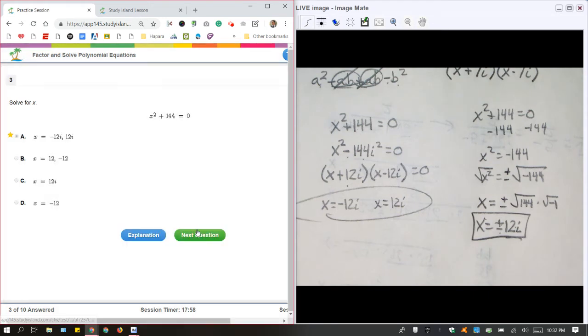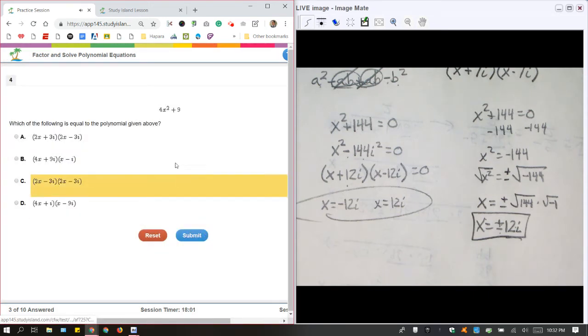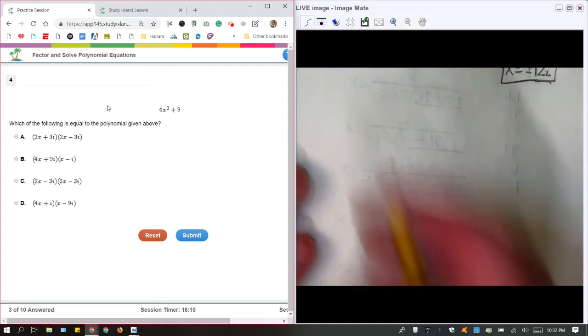All right, let's go another one. 4x squared plus 9. This is, again, the difference of two squares problem. We're turning the sum of two squares into the difference of two squares. So let's do another one.